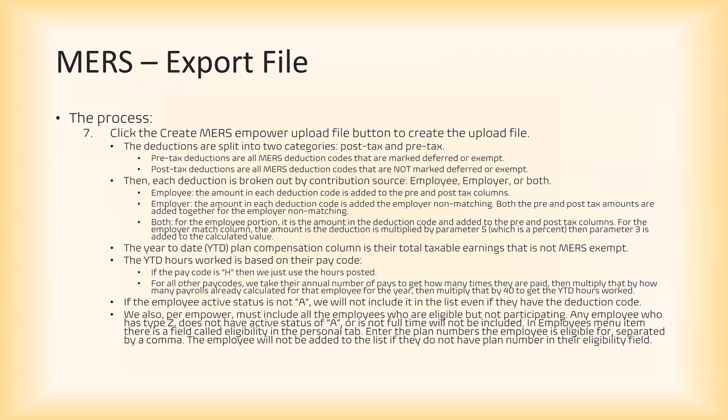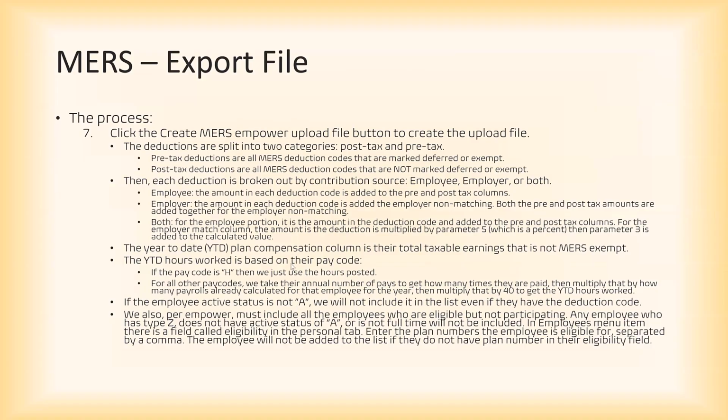In the employees menu item, we have a field called eligibility. In there, you enter the plan numbers that the employee is eligible for, separated by a comma. If it's left blank, they will not be included in the list. So if an employee is only eligible for one plan, you could just type in that plan number and he'll appear in that list, but it won't appear in your other plans.